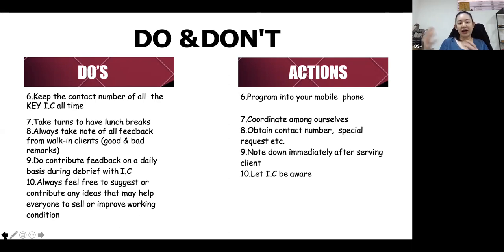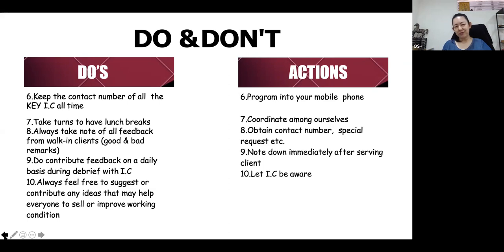Do contribute feedback daily during the debrief with your IC, especially when we are having an event. During the debrief, you can raise your feedback, your ideas, your strategy. How can we improve as a team? Probably you see one of the team members is quite good in a certain way, but when it comes to closing, this person is very scared and holds back. It's actually quite normal. We see a lot of salespeople like that. So do you want to contribute your feedback or not?